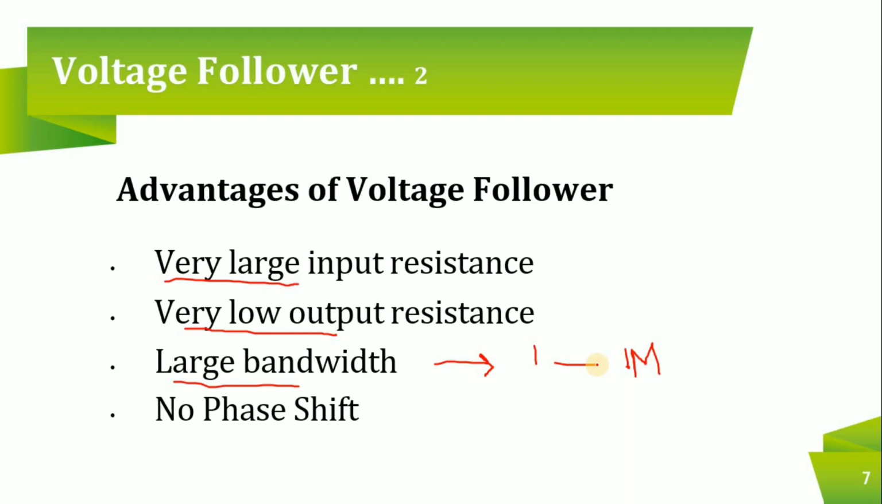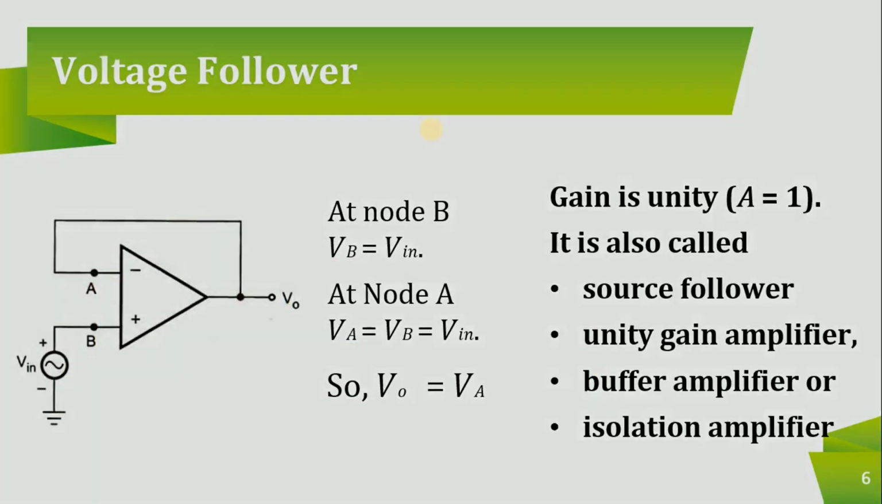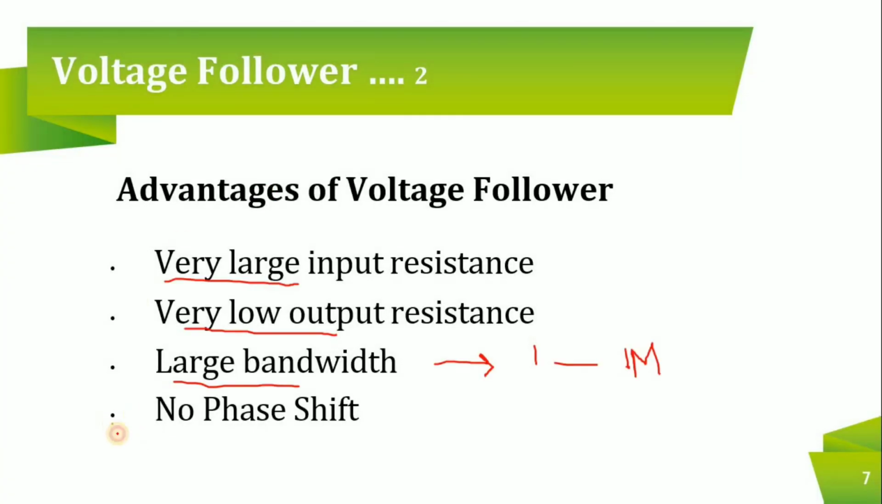And no phase shift. No phase shift in the sense that however the input changes, the output will also change. Input and output have the same phase. So if this is your input signal, the same will be your output signal also. There won't be any phase shift. It won't change like this. There won't be any changes. Therefore, I can say there is no phase shift. This is one of the important properties why the voltage follower using an op-amp is used in many circuits.